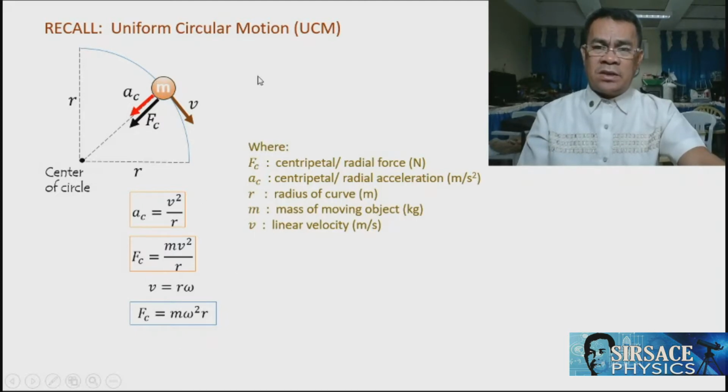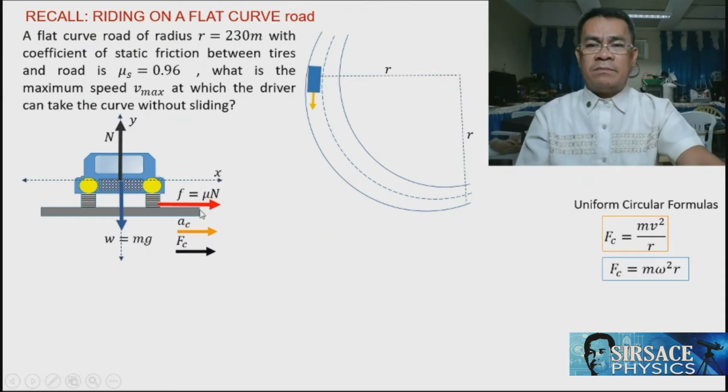If it is towards the center, then that is positive. If it is outward, it is a negative force. So in this case, centripetal force is towards the center, the centrifugal is outward, which means that the opposite of the centripetal is the centrifugal force. Again, this is a dynamics of motion problem, so we need the free body diagram.